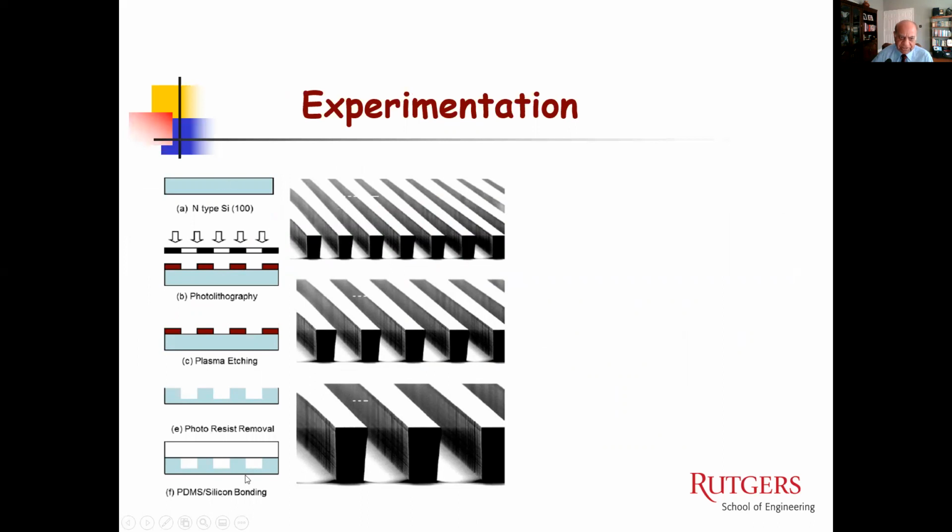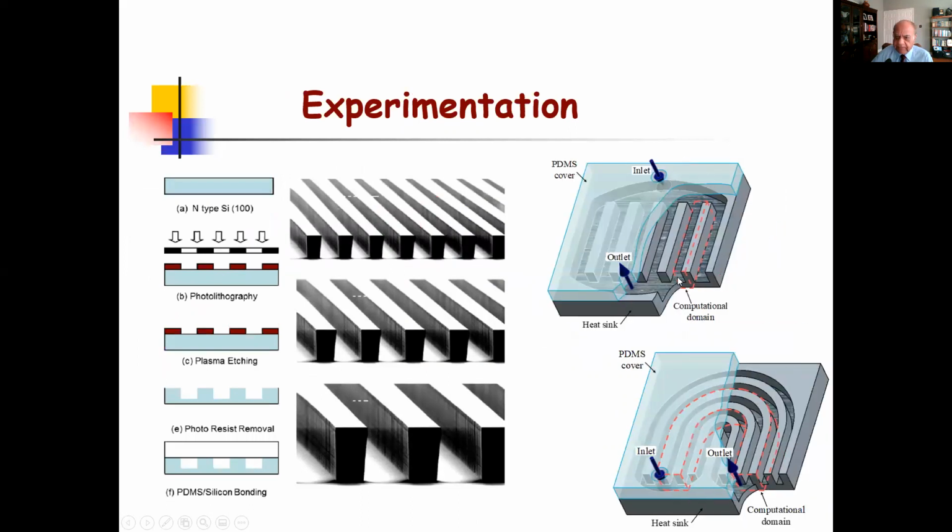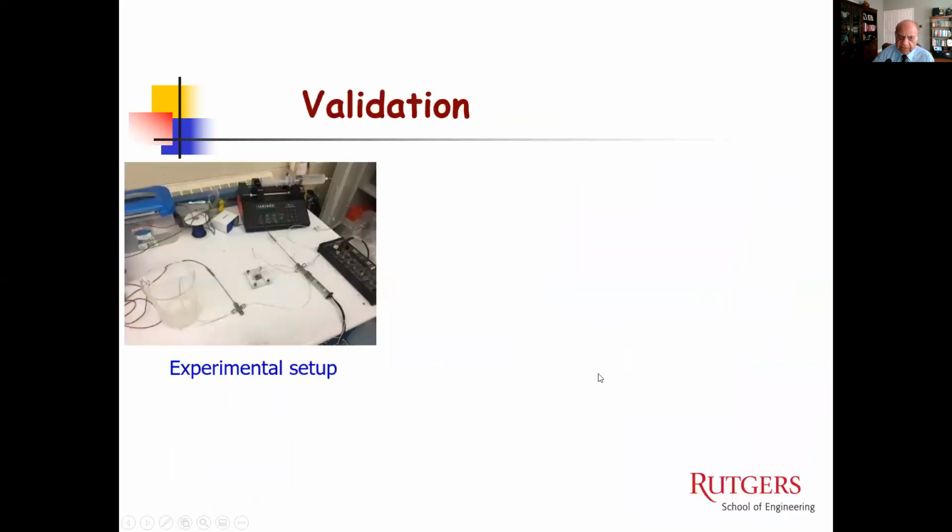I've shown you some of the steps that are taken, and this is the device that is formed. You have straight channels, U-shaped channels. We did many other channels just to see what the effect would be. We tried to optimize it. I'm not going to talk about that here because we have discussed that in the past. But this is the experimentation that was done.